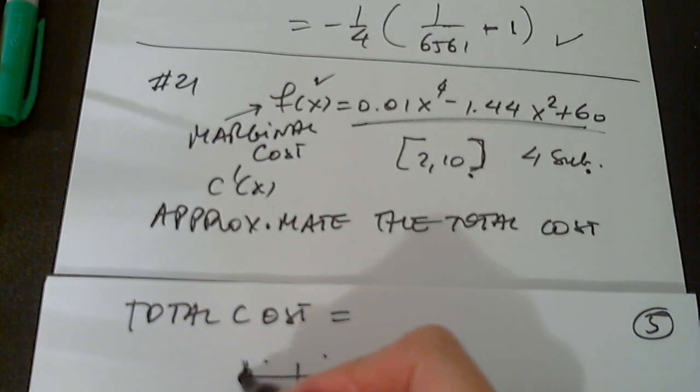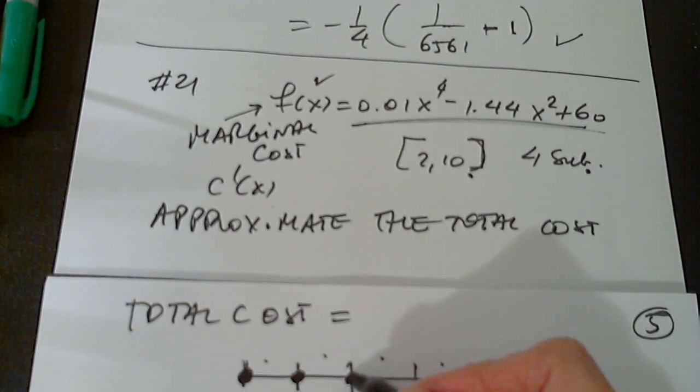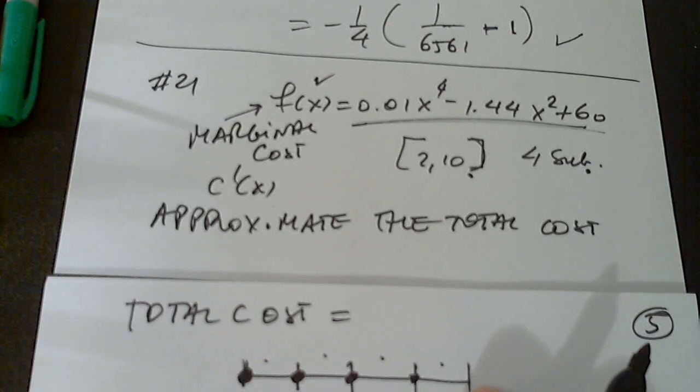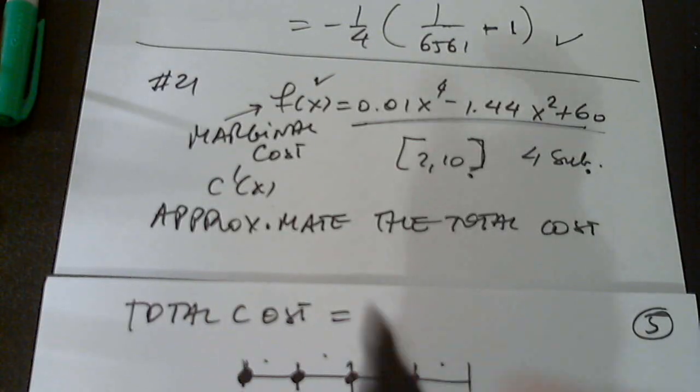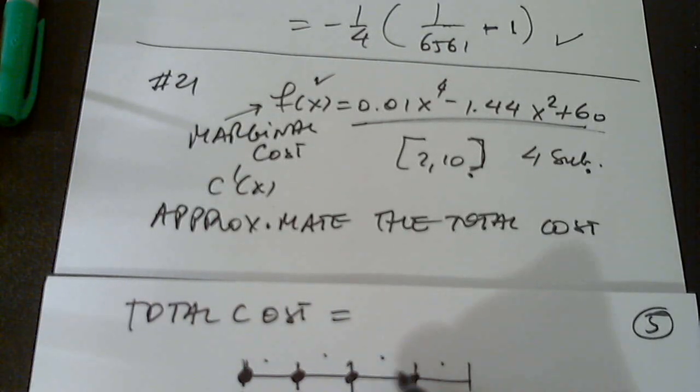Perfect. If we want left, this is the left, and you cannot touch this. If you say the right will be this, this, this, and this, and you cannot touch this.